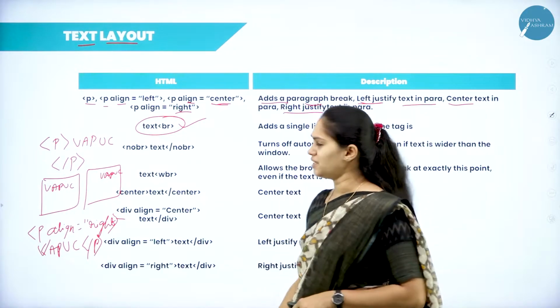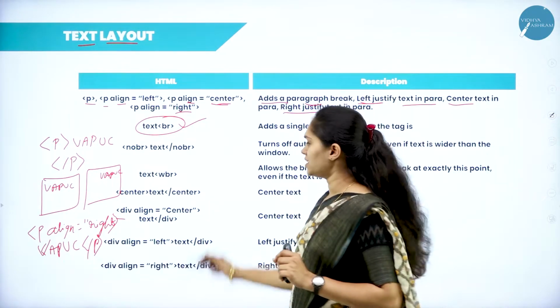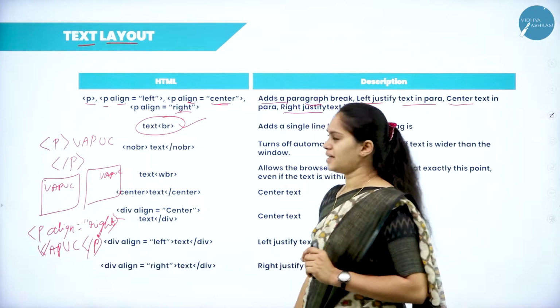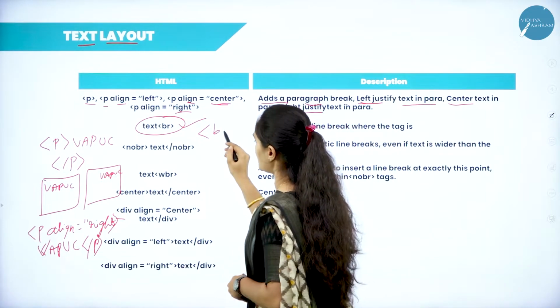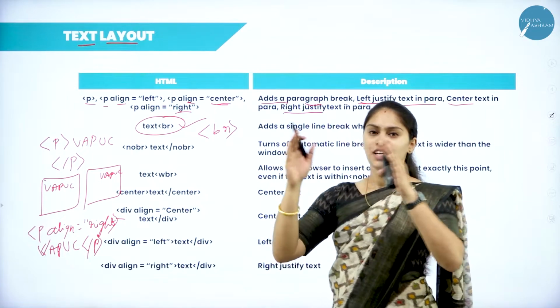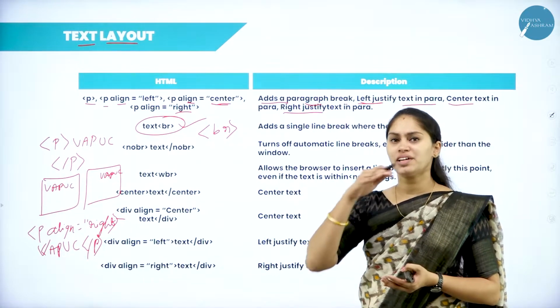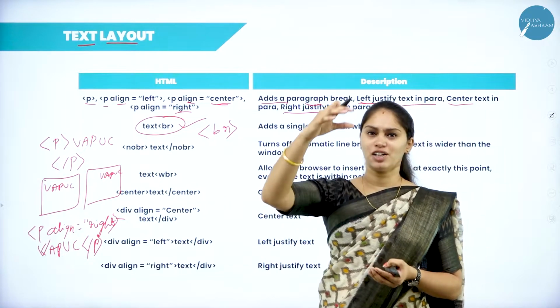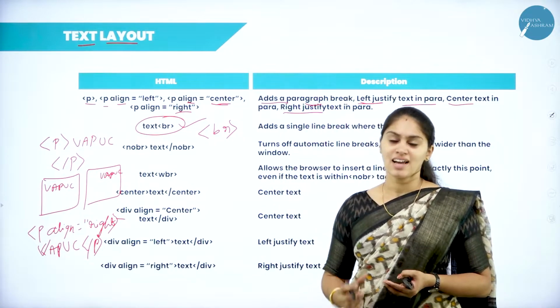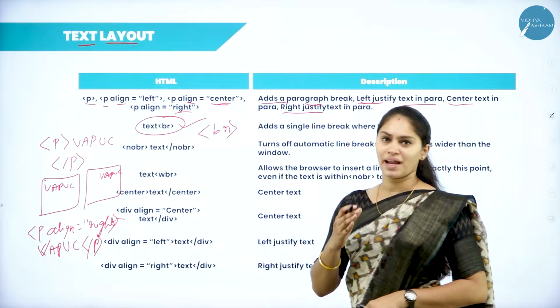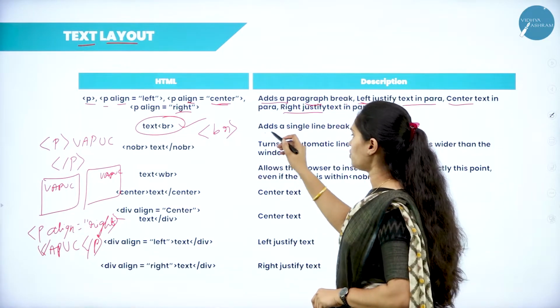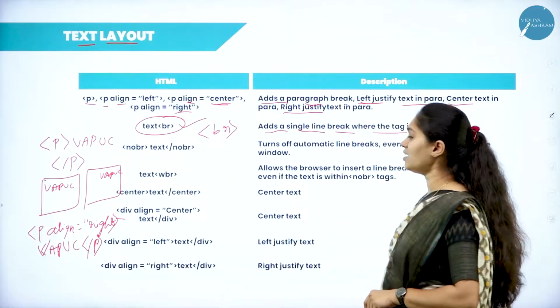So what is the use of this BR tag? What is the use of this no BR tag? Here BR represents the break. For example, just imagine I have a web page, and within that web page I just want to give one line of break from my previous content to the next content. At that time, I can use this break tag, which adds a single line break where the tag is.